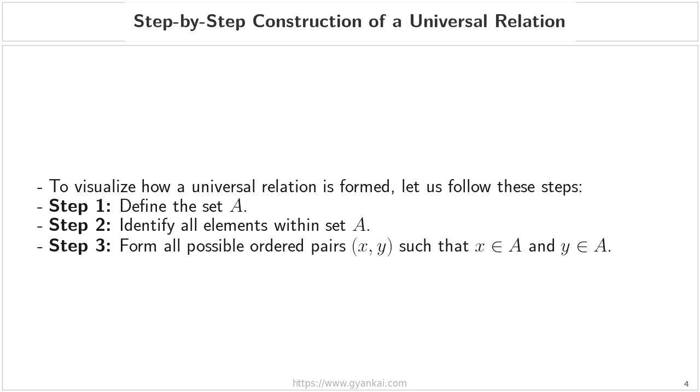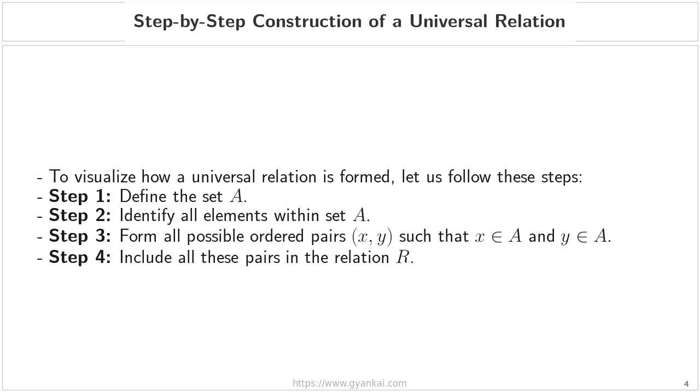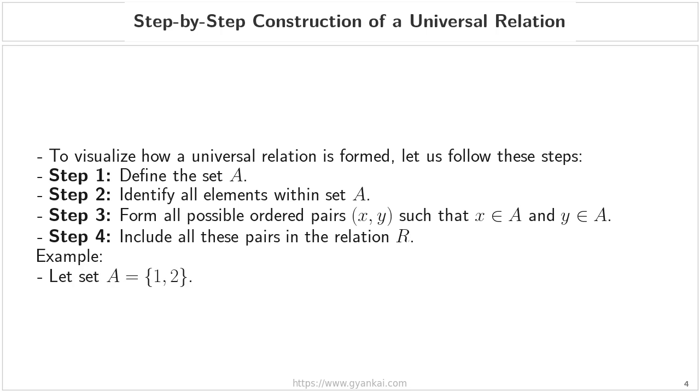In step 3, we perform the core action of the universal relation. We form every possible ordered pair (x, y) such that both x and y belong to set A. This means we are pairing every element with every other element in the set, as well as pairing each element with itself. Finally, in step 4, we include all of these generated pairs into our relation, R. To make this process clearer, let us look at a concrete example.